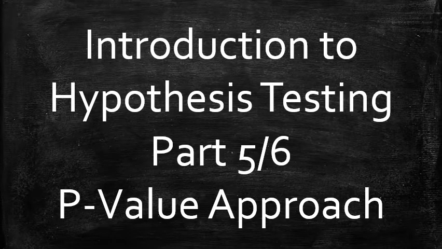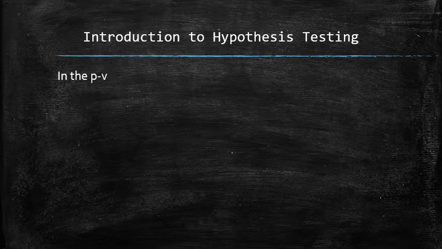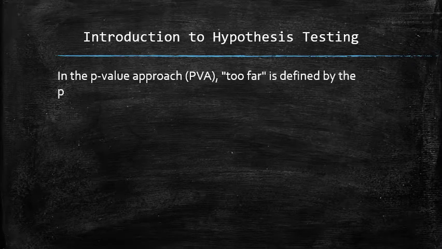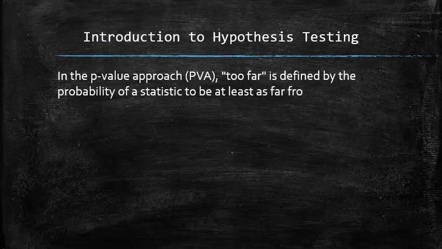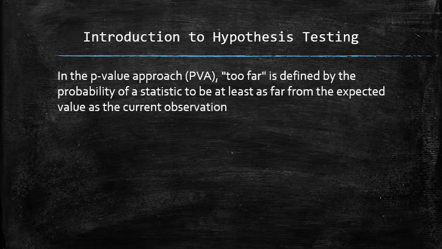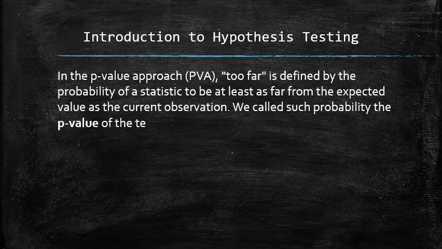Next, we will discuss the p-value approach to determine whether a test statistic is too far from its expected value, defined by the null hypothesis. In the p-value approach, too far is defined by the probability of a statistic to be at least as far from the expected value as the current observation. We call such probability the p-value of the test statistic.